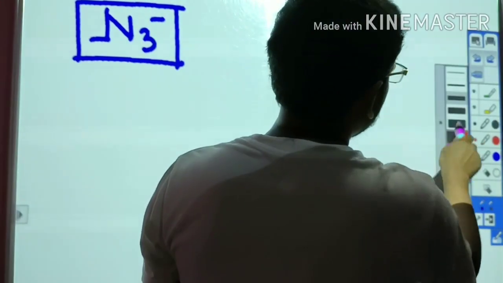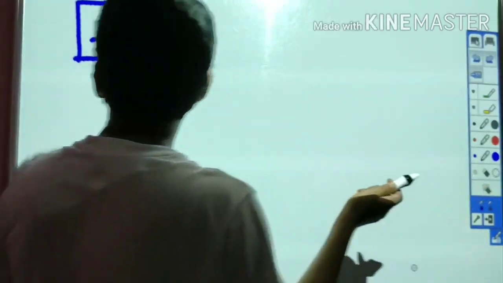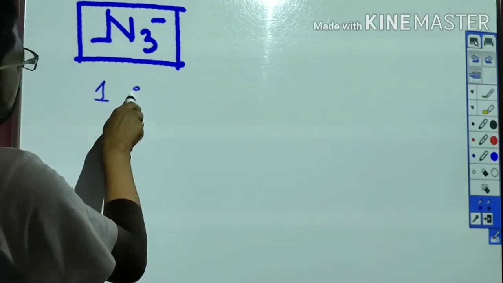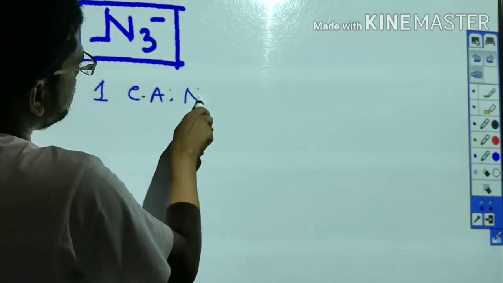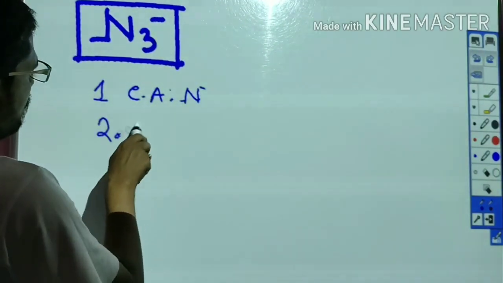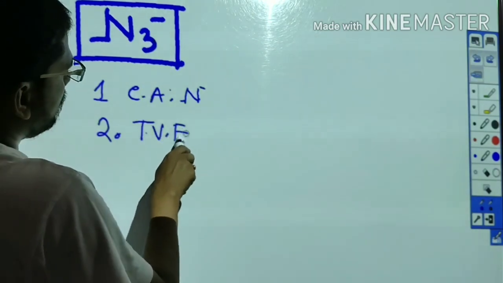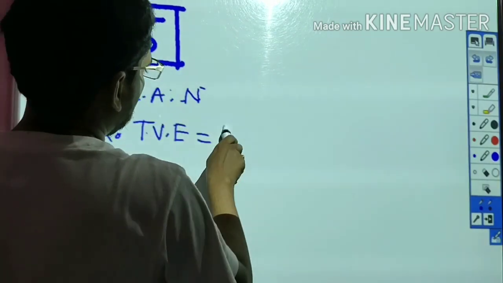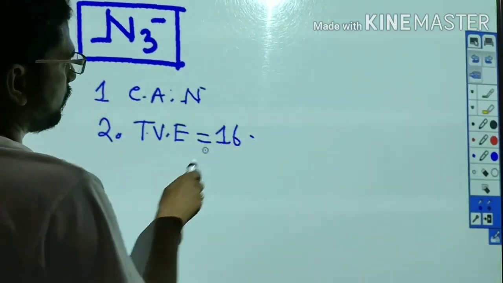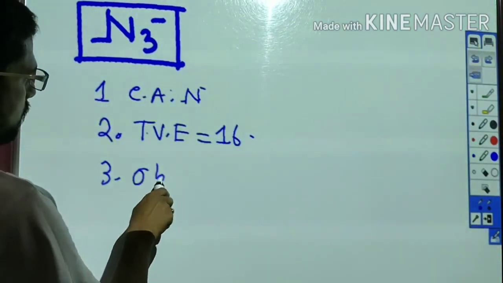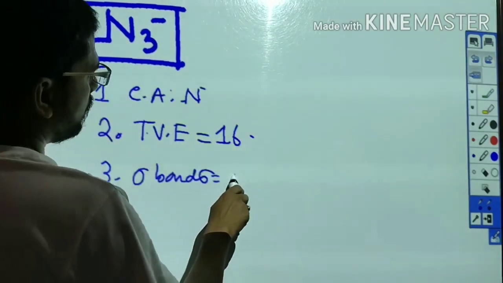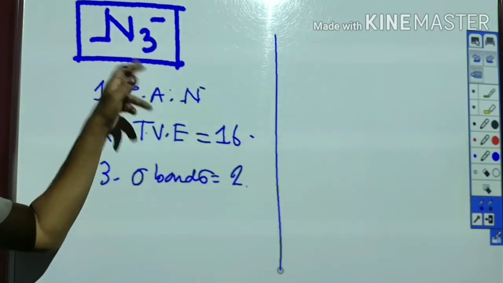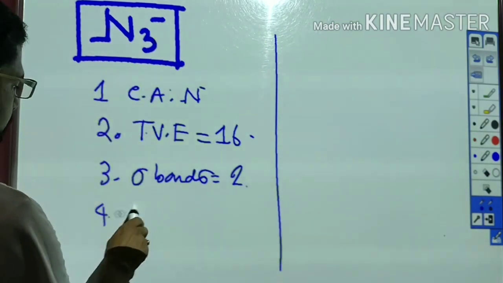Okay, do it step by step. Central atom: nitrogen. Total valence electrons: 5 + 3×5 + 1 = 16. Sigma bonds: 2, which is 3 minus 1. Pi bonds.